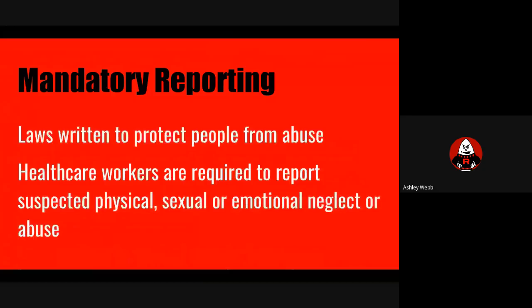Okay, so mandatory reporting laws are there to protect people from abuse. Okay, so if a patient comes in and they're being physically abused, I have to report that to law enforcement. I have to report it if they're a child. I have to report it to CPS. Okay, so it's to protect people from abuse because if someone is being abused, they might be scared or threatened to go report that themselves. Okay, so if I suspect it, physical, sexual, emotional neglect or abuse, I have to go report that.